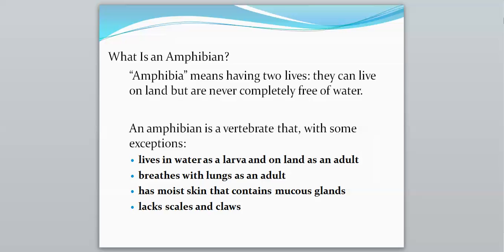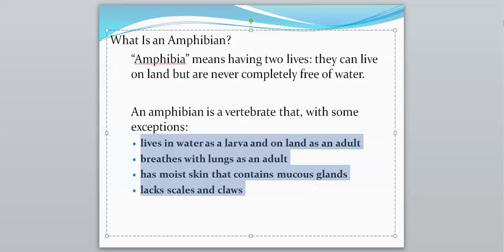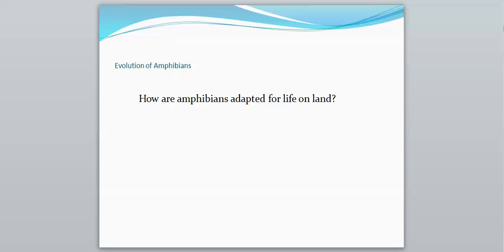And so what makes an amphibian is that it is a vertebrate that, with some exceptions, again, there's always exceptions to these rules, but for the most part, these are the main characteristics of an amphibian. They live in water as a larva and on land as an adult. They breathe with lungs as an adult, and they have very moist skin that contains mucus glands, and they lack scales and claws. So for the most part, these are the characteristics of all amphibians. Again, there's always exceptions, but these main four things are what you're going to need to know on what makes an amphibian an amphibian.